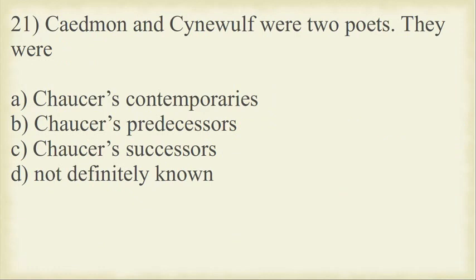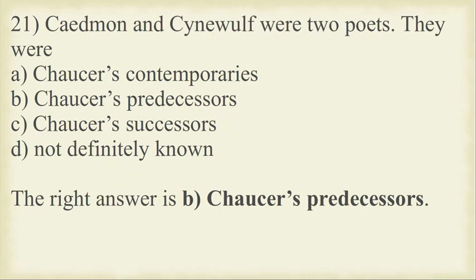Question number 21. Caedmon and Cynewulf were two poets. They were option A, Chaucer's contemporaries, option B, Chaucer's predecessors, option C, Chaucer's successors, option D, not definitely known. The right answer is B, Chaucer's predecessors.